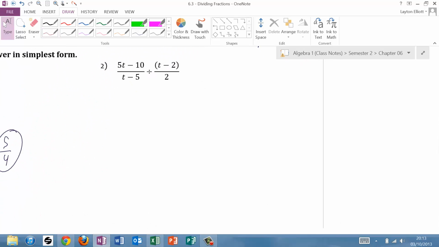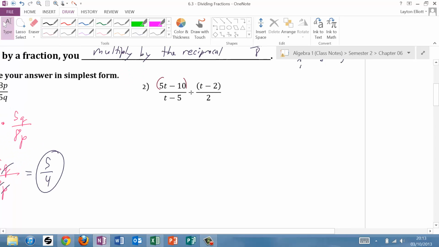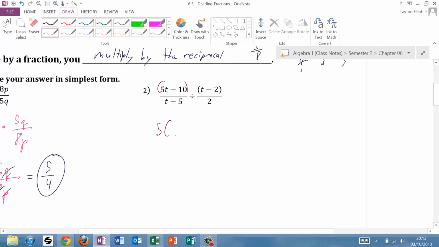Okay, let's go back to number 2. When we factor by greatest common factor first, I'm going to factor and pull out a 5, and I have t minus 2 over, maybe t minus 5. Then we're going to change this to a multiplication, flip it, and I get 2 over t minus 2. A few things I'm going to do, just to be careful, I'm going to put any binomial inside parentheses, so I'd be sure that it cancels the whole thing.